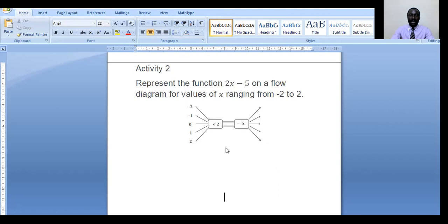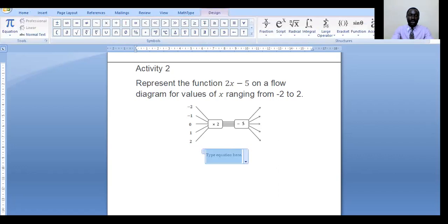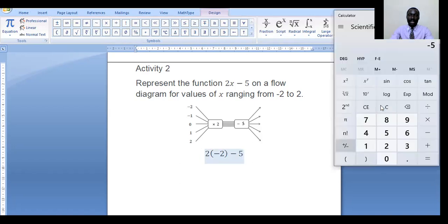Well, how do we do that? The steps are a little bit similar to what we just did. So this is going to be using our equation, and the equation is 2x minus 5. So we start with x being -2, and we would like to use brackets to take care of the negative, so we'll be writing (-2) for x being -2. What do we get for this? Well, we can use a calculator for this. We will be doing 2 times -2.